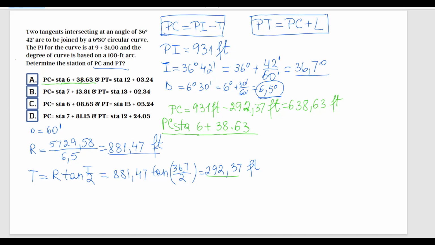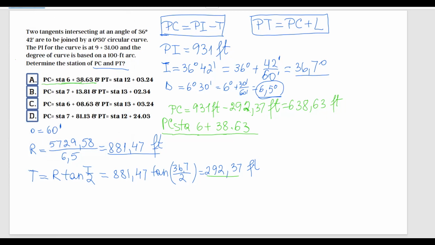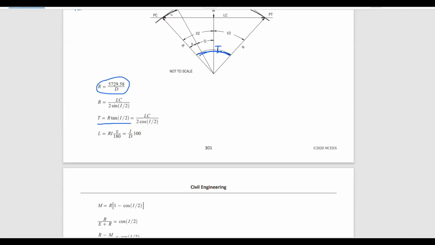But now, since we want to do some more practice, I'm going to calculate station PT. For PT, I have PC. All I have to do is calculate the length of curve, L. Let's go to the FE handbook and find the formula for L. And of course, here it is. We're lucky, it's given to us. L equals R multiplied by the angle I and multiplied by pi over 180. This is just transforming it into radians.